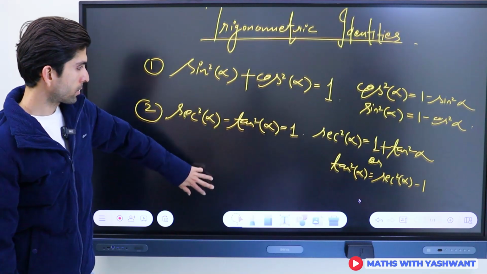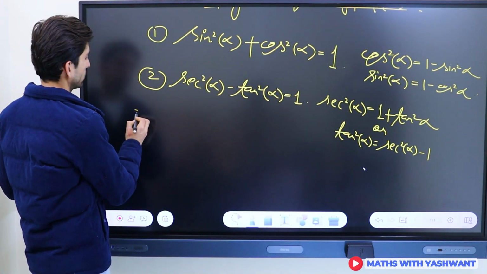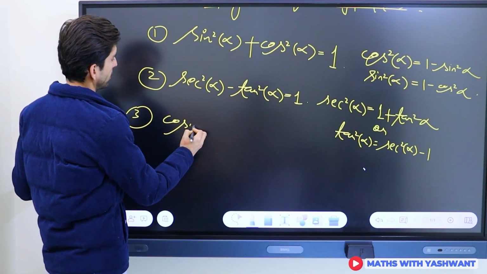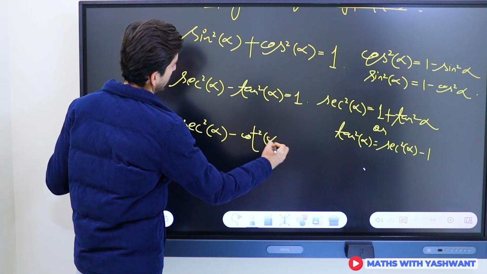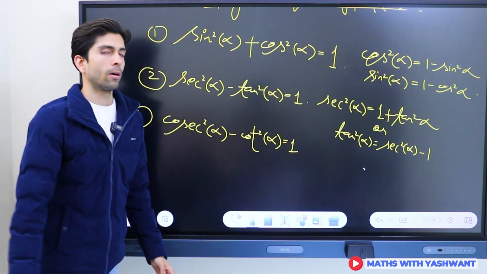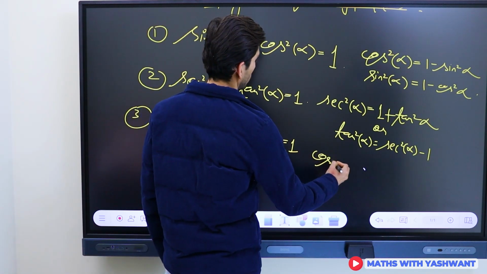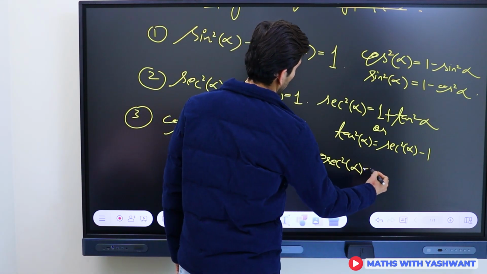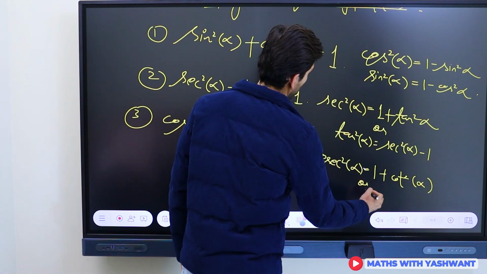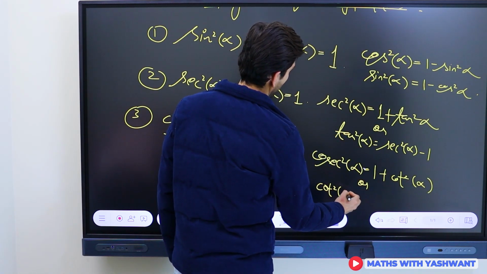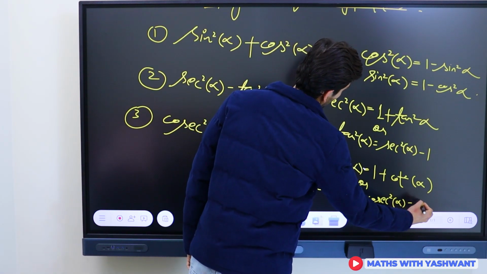And the last one, the third one, is cosec square alpha minus cot square alpha is equal to 1, which can also be written as cosec square alpha is equal to 1 plus cot square alpha, or cot square alpha is equal to cosec square alpha minus 1.